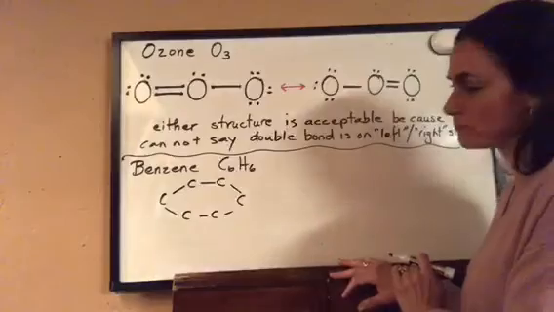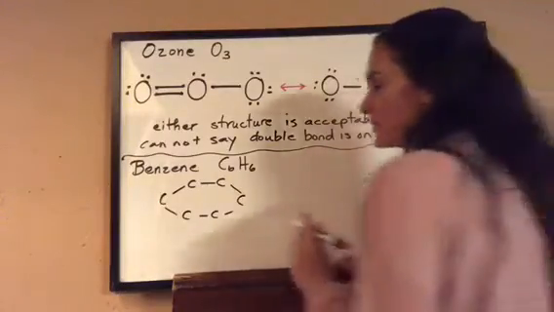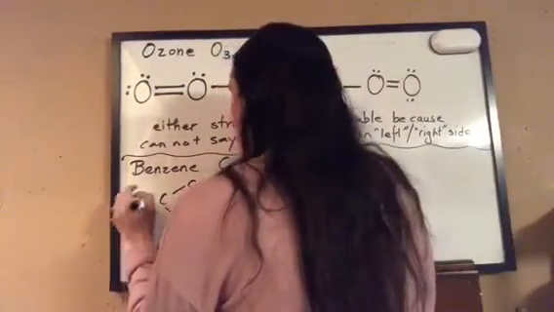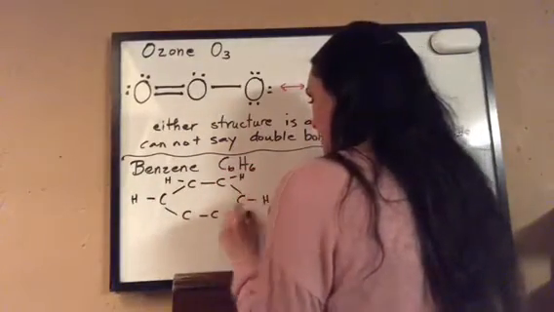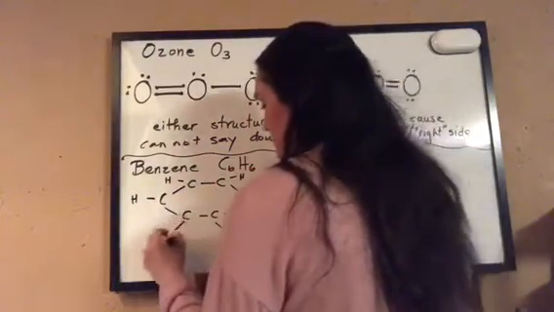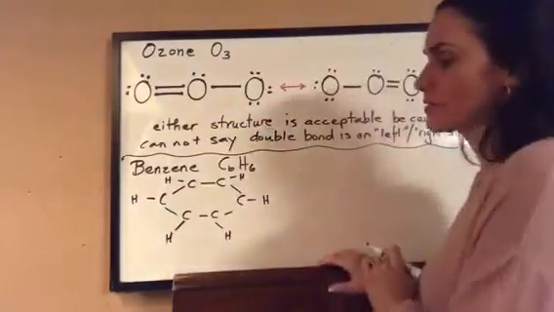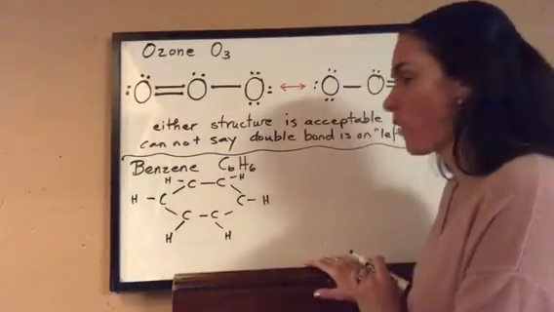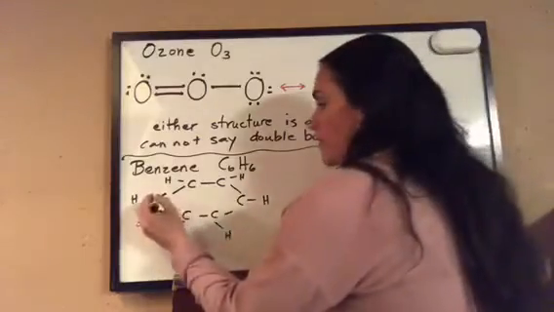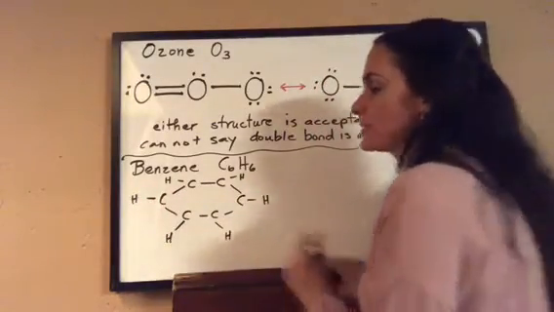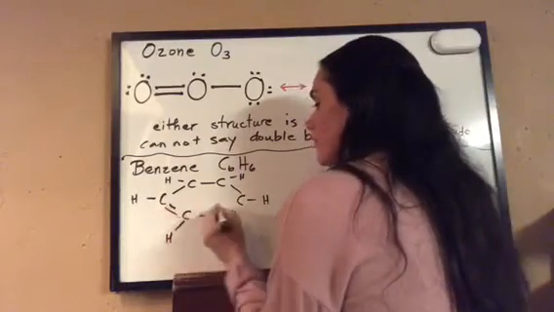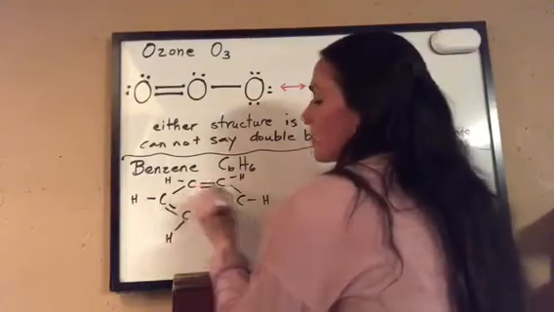Okay. And then on each carbon, you have 1 hydrogen. Now, carbon has 4 valence electrons, okay? 1, 2, 3, I'm missing the 4th. So what happens is that you have alternating double and single bonds.